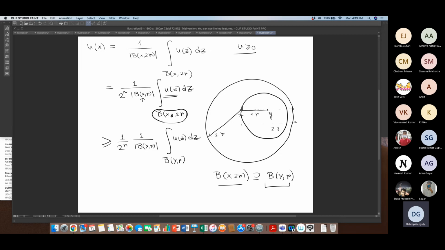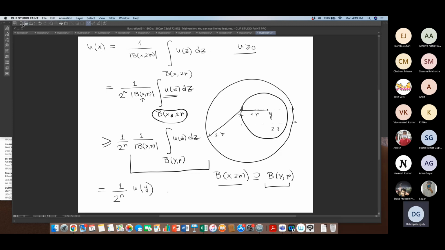You understand the step? It is greater than or equal to, because u is a non-negative function and B(x, 2r) is a bigger set than B(y, r), so the integral is monotonic. The integral over B(x, 2r) is greater than the integral over B(y, r). Now the measure of B(x, r) is equal to the measure of B(y, r) because Lebesgue measure is translation invariant. Yes. Now what I can write, this is equal to exactly 1 by 2 to the power n times u(y).